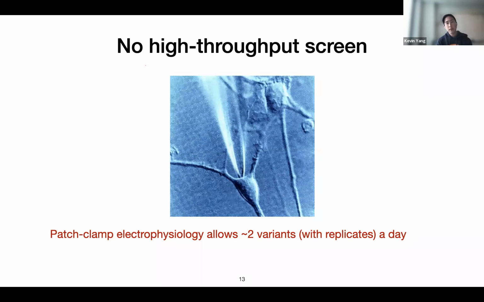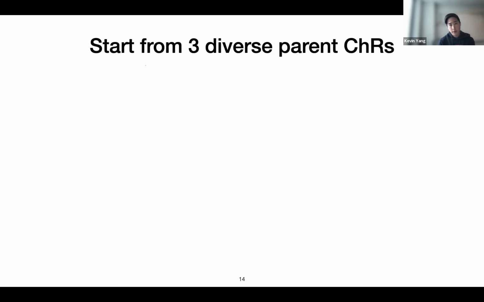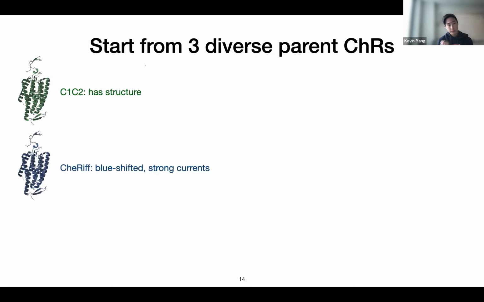So to engineer this, the slide I showed earlier said you had to start with 1 parent. We're going to start from 3 parents because 3 is better than 1. They're called C1C2, which had a crystal structure, Sheriff, which had a very blue-shifted activation and very strong photocurrents, and CSChrimsonR, which is red-shifted.